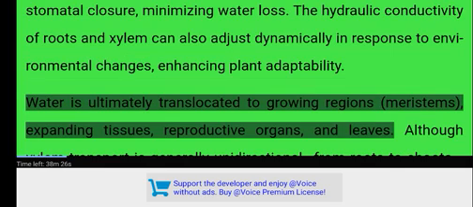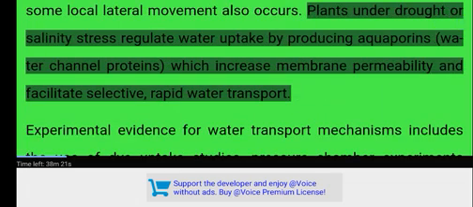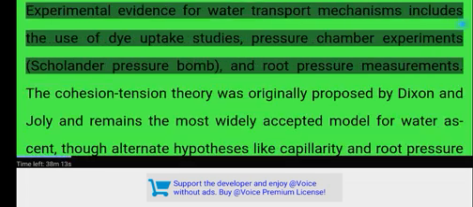Water is ultimately translocated to growing regions: meristems, expanding tissues, reproductive organs, and leaves. Although xylem transport is generally unidirectional, from roots to shoots, some local lateral movement also occurs. Plants under drought or salinity stress regulate water uptake by producing aquaporins, water channel proteins, which increase membrane permeability and facilitate selective, rapid water transport.